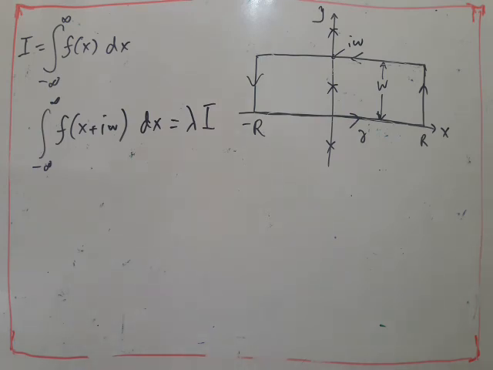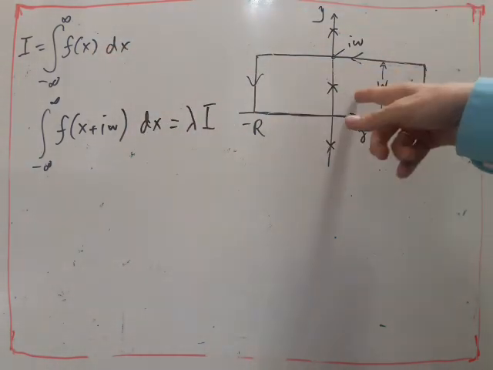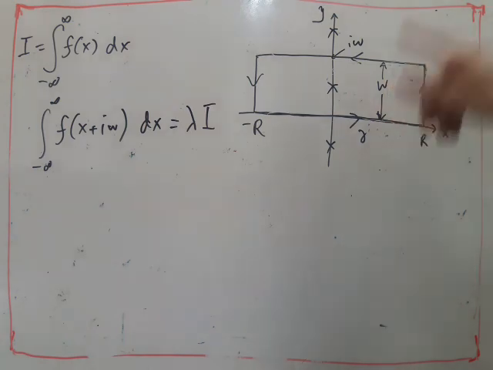Anyway, that's the basic strategy. The key thing is firstly recognizing that you need a rectangular contour, and then choosing what w is. But we'll do some examples to see how that works.